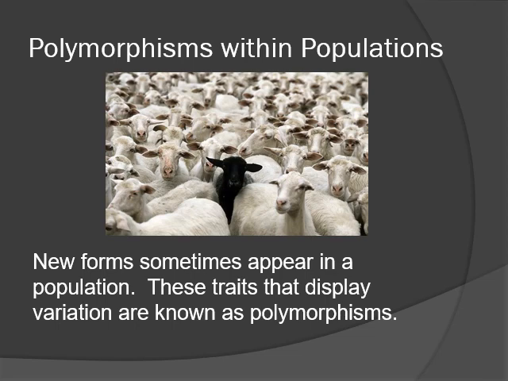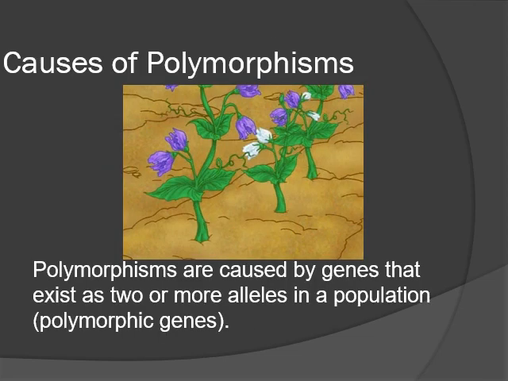Black sheep are much harder to find, so we bred that out. Some other people thought maybe dyeing wool. It's easier to dye white wool than black wool. But you have a polymorphism that arises, and then one way or another, one is selected for. The causes of polymorphisms are genetic. They're not due to you working out over your life and suddenly changing. Polymorphisms are caused by genes that exist as two or more alleles in the population.